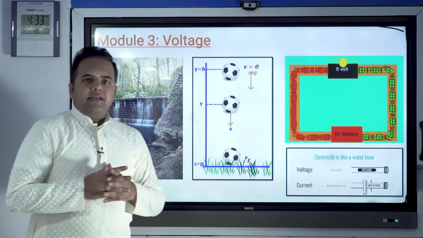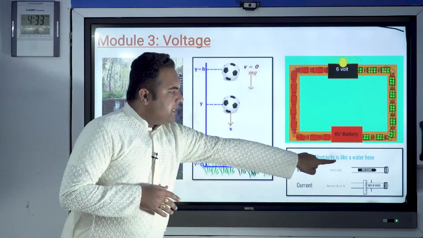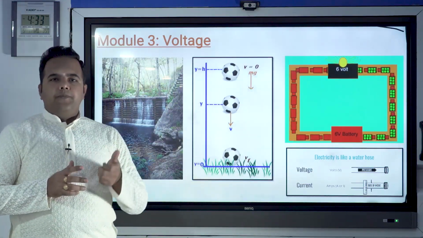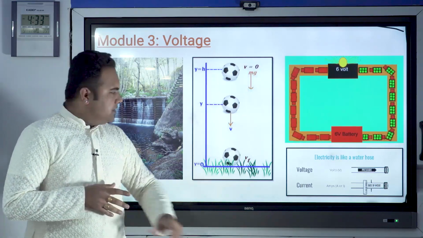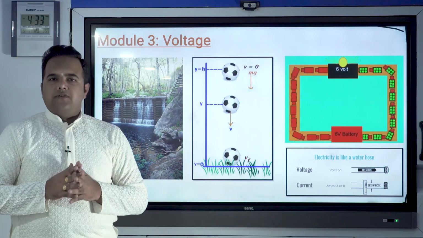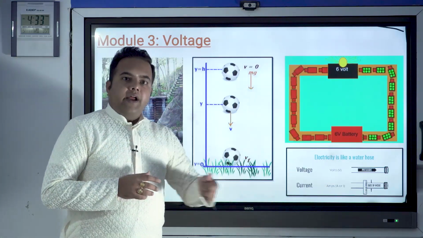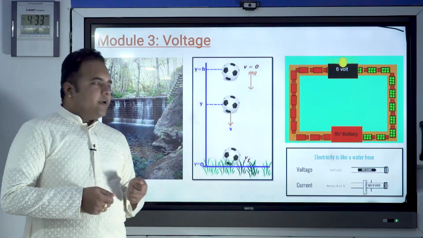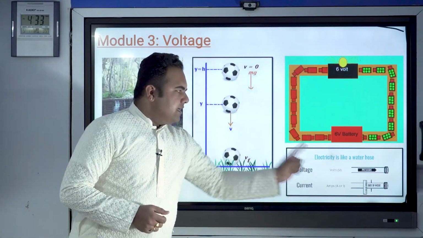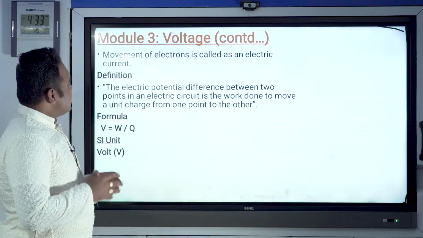So this is another analogy that we have here. Voltage is like the pressure that we apply, how much pressure we apply to the water hose, and current is the size of the hose, how much water flows. So how much water flows is the water current, and what moves the water, what pressure difference moves the water, is similar to voltage. So let's go to the next slide.